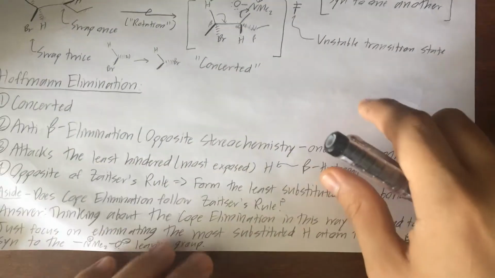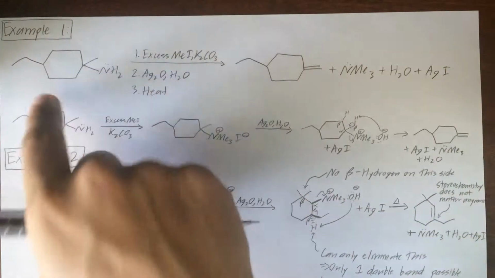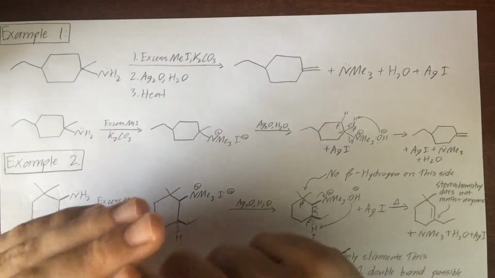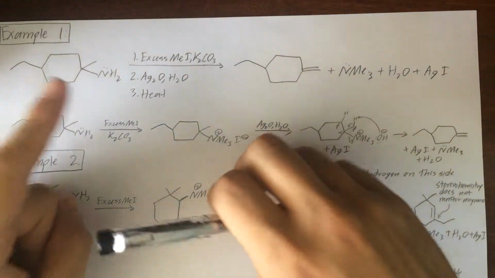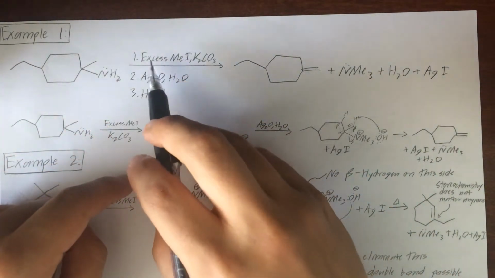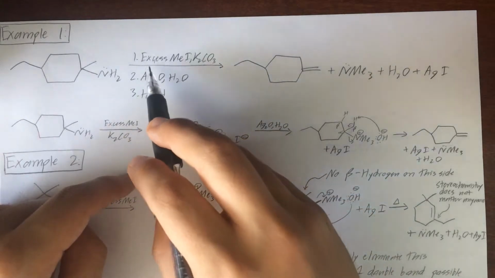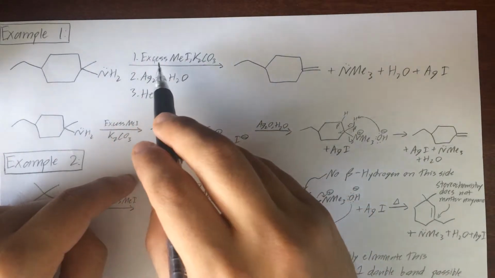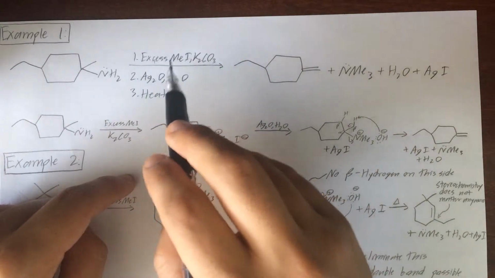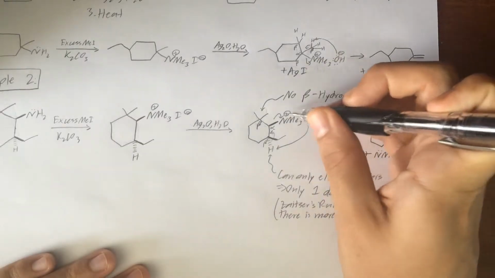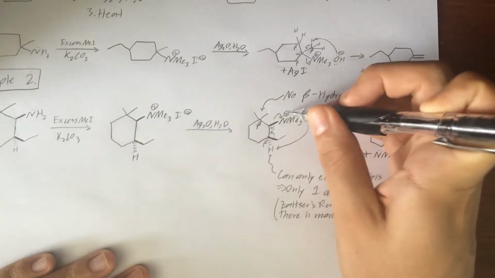Okay, so now that we have that out of the way, let's go to our first main example for the Hofmann elimination. So here we have our molecule, and the Hofmann elimination reaction is also divided into 3 steps. In the first step, we add excess methyl iodide, K2CO3. Now in the Cope elimination, we added 2 equivalents. In this case, we add excess MeI and K2CO3. We have AgI that forms. We have OH minus over here that balances out the charge on NMe3 plus.